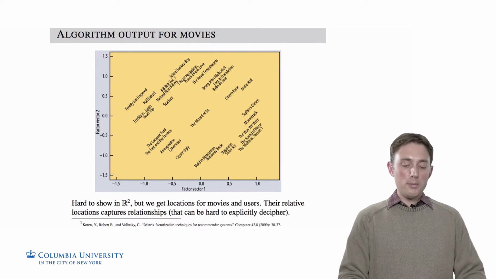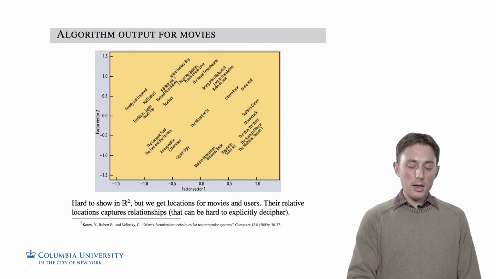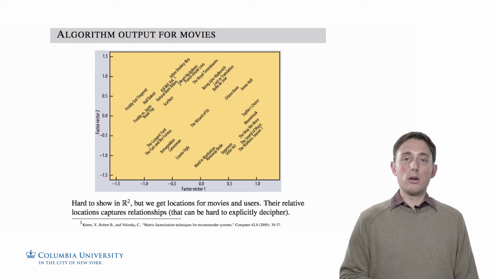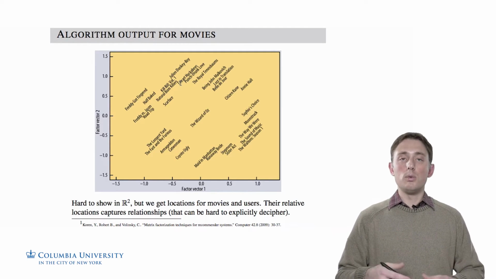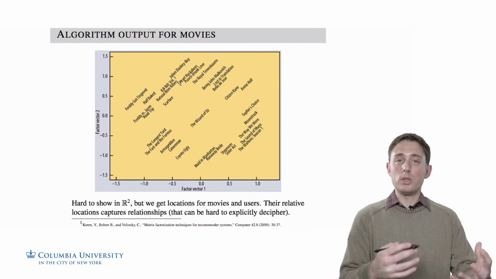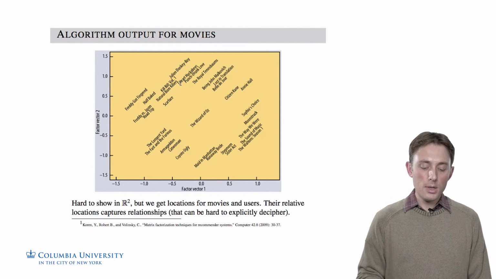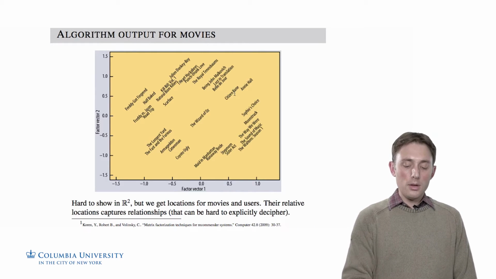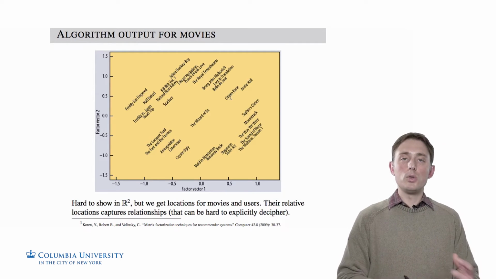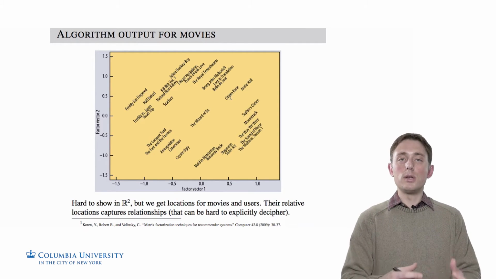So we get some sort of embedding like this. This is a simplified example where we have the data living in R^2. In practice, the data would most likely be in a higher dimensional space, like R^10 or something like that. And for every movie, we have a location, and also for every user, we have a location. And so we can use this to visualize or to understand what's going on.